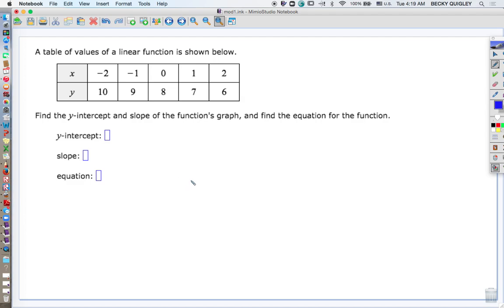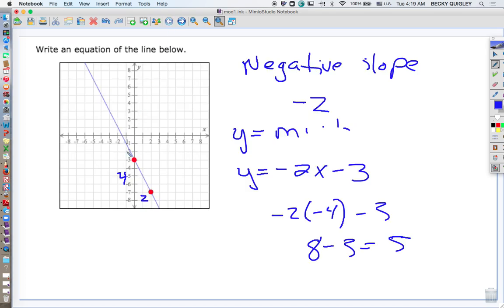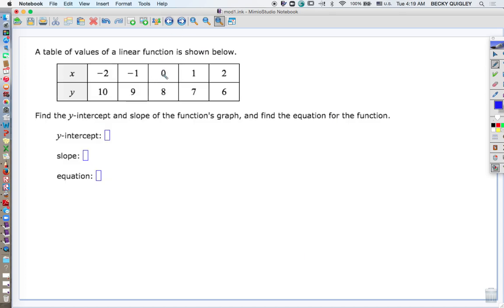All right, so on this one, we are finding the y-intercept and slope and an equation. Remember in the last problem that we just did, for the y-intercept you're looking at when x is 0, what is y? Because that's where your graph crosses the y-axis. So here we can see when x is 0, y is 8. So we know our y-intercept is 8.